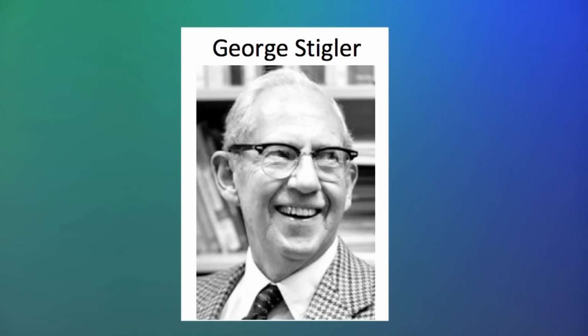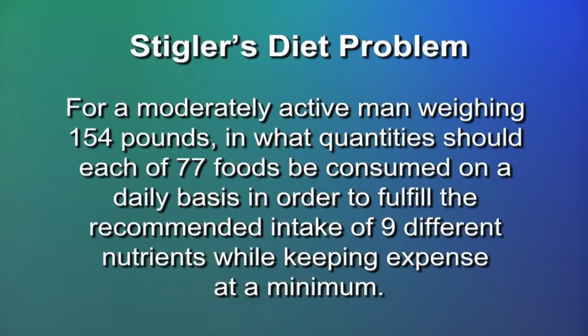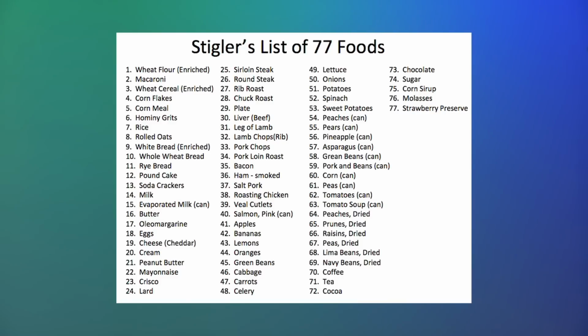George Stigler was a 1982 Nobel Laureate in economics, and he posed the following problem. Let's assume a moderately active man who weighs 154 pounds. He has a list of 77 foods he can eat from, and his goal is to satisfy the minimum daily requirements of 9 different nutrients while keeping his expense at minimum. He wants to figure out which of these 77 foods he should eat and in what quantities. Back then, Stigler wasn't able to use computers to solve such a problem. So he used his intuition to find a solution.